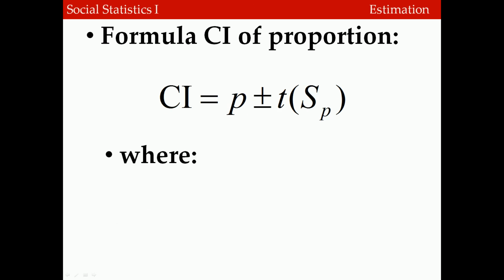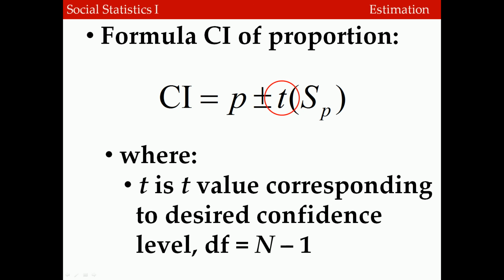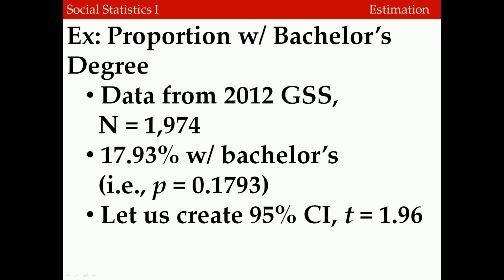And so here's the formula for a confidence interval for proportions. You can see that p stands for the sample proportion. T is the t-value corresponding to our desired level of confidence, with degrees of freedom equal to n, the number of cases, minus 1. And then S sub p is the standard error of proportions.